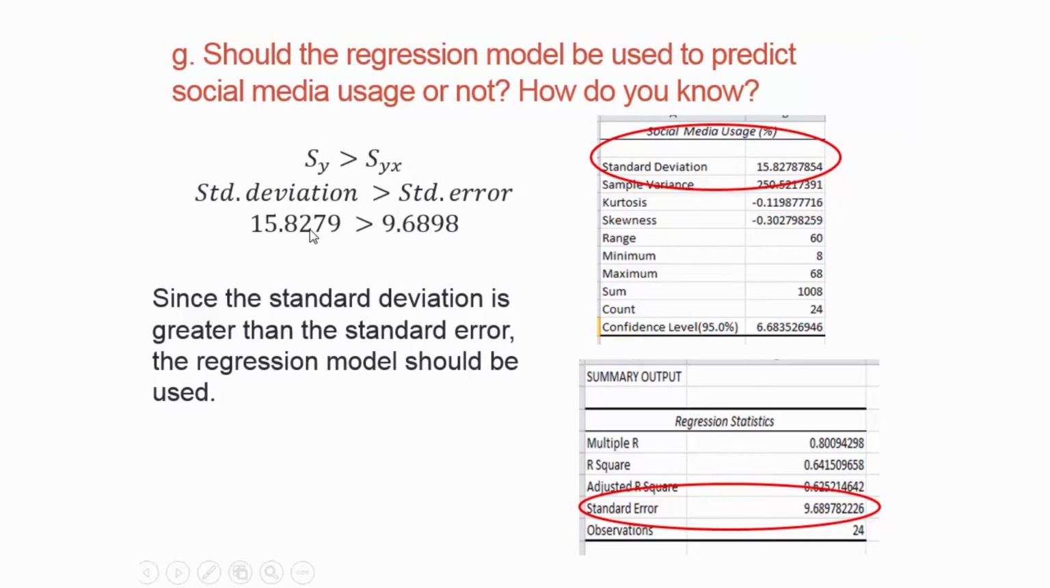15.8279 is that standard deviation, and the standard error is going to be found down here under my regression statistics, 9.69. Because the standard error is less than the standard deviation of Y, or you could say the standard deviation is greater than the standard error, the regression model should be used. There'll be less error by using the model than simply using the mean value of Y as my prediction.